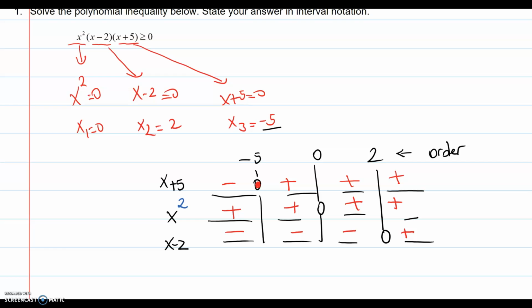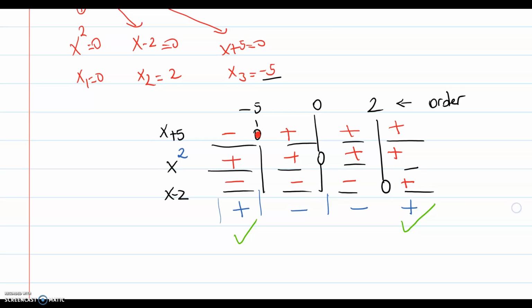And now you're going to multiply them. So you get plus here from this column. From this column you get negative. From this column you get negative, and you get plus. So what were we looking for? We were looking for greater than or equal to 0. So then this interval and that interval will be our solution.